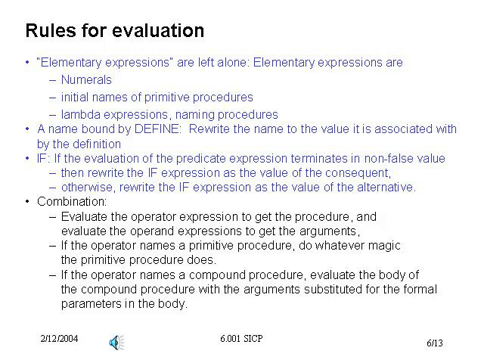And finally, combinations. We use the rule that we first evaluate the operator expression to get the procedure, and we evaluate the operands to get the set of arguments. If we have a primitive procedure, we're going to do just the right thing. Otherwise, we're going to replace this entire expression with the body of the compound procedure with the substitution of the parameters and the arguments as appropriate.